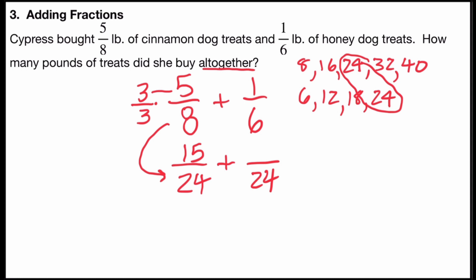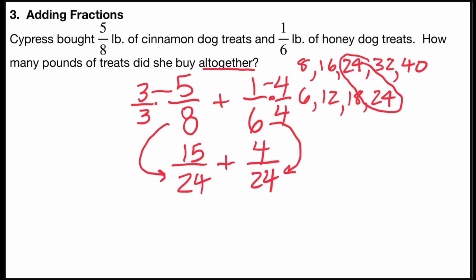I'm going to do the same thing with 1/6. 6 times what number is 24? That's 4, so I'm going to multiply by the form of 1, 4 over 4. Remember, multiplying by 1 will not change the value, but it will change the look of it. My new numerator, 1 times 4, is 4.